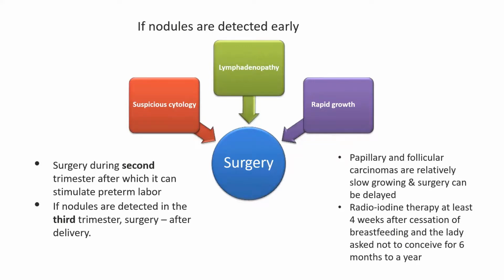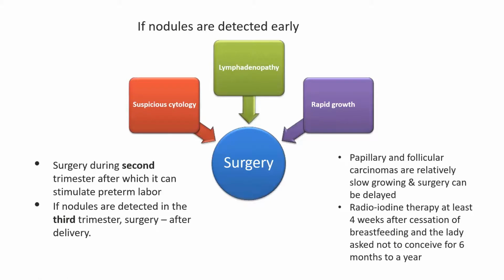In case the patient has a papillary or follicular carcinoma on FNAC and it is relatively slow growing, then again surgery can be delayed and there is no hurry. And if so, then that can be performed during the second trimester. Radioiodine therapy is given at least 4 weeks after cessation of breastfeeding, and the lady is asked not to conceive for 6 months to 1 year. So the radioiodine treatment for thyroid carcinomas is definitely not considered during pregnancy, nor in the postpartum phase when the patient is breastfeeding, which I think can last up to around 2 years.